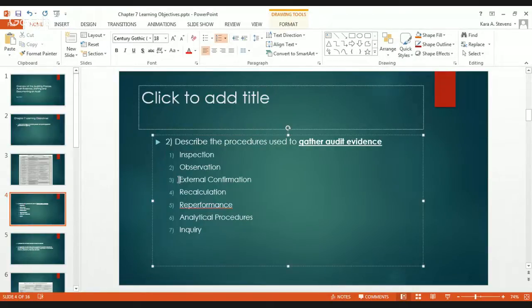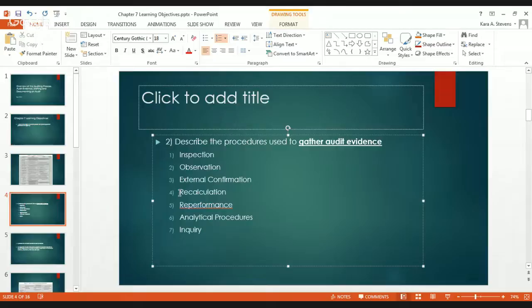External confirmation, number 3, is usually the most valid type of audit evidence. So you'd confirm with a bank that this client really has $1 million in cash, and the bank would say, yes, they do, or X amount of loans outstanding, and the bank comes back and says, yes, they do. So external confirmation of third-party evidence is always one of the most useful ways of gathering audit evidence, or the most reliable ways.